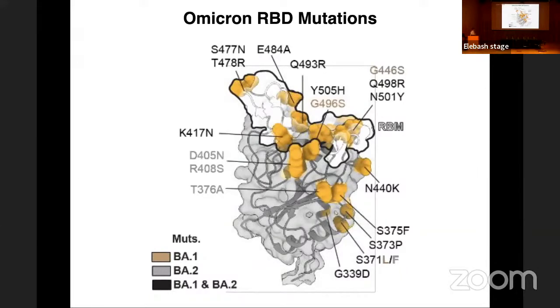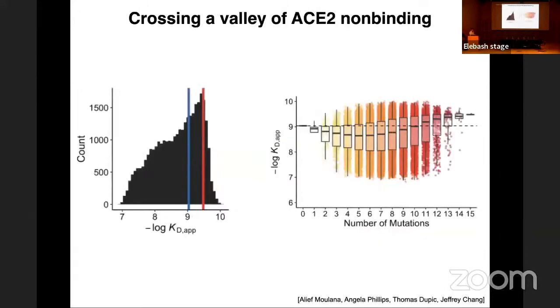And most of them are shared between BA1 and BA2. Anyway, now we're looking at BA4 and 5 and so on. But when we started this, those didn't exist yet. So we made all possible combinations of these to explore how this thing evolved.